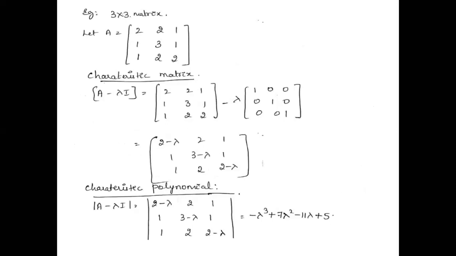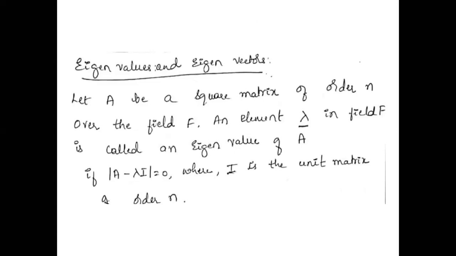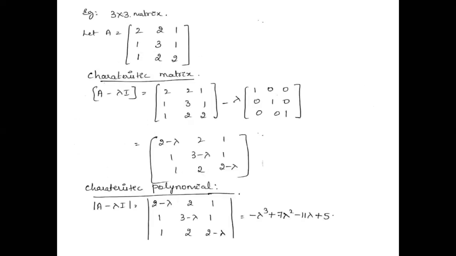We are given a 3 cross 3 matrix, therefore it is a square matrix, and the value of A is 2 2 1 in row 1, 1 3 1 in row 2, and 1 2 2 in row 3. If I go back to the previous slide, you can see that A minus lambda I equal to 0, but the very important point there is that you take the determinant of A minus lambda I. So the first step is that the matrix A is given to us. You calculate first A minus lambda I. So how do you do that?